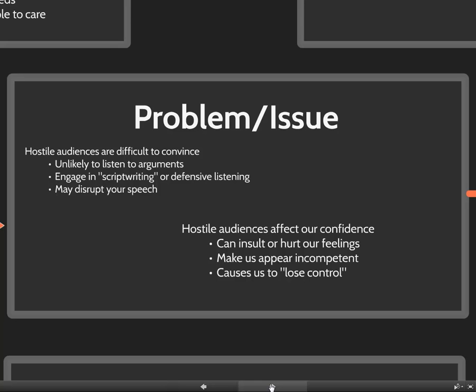But not just in getting our point across. Hostile audiences can affect our confidence, they may hurt our feelings, they make us appear incompetent or feel incompetent, but most importantly, they cause us to lose control of a situation. When we lose control of a situation, we're not the person in command of the room anymore. We're not leading the audience on that magical journey. We feel like our time is being wasted, we feel like we are looking foolish, and it isolates us from others, which is part of our big fear with communication.